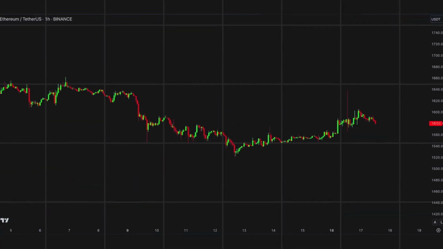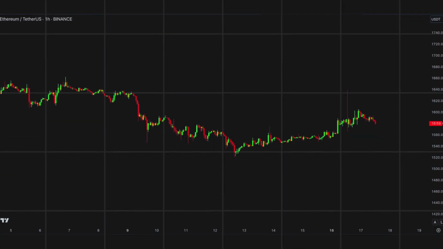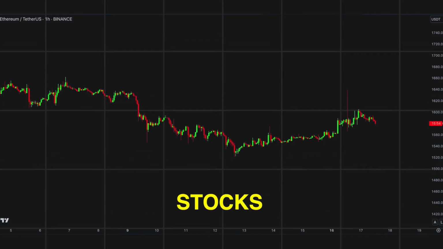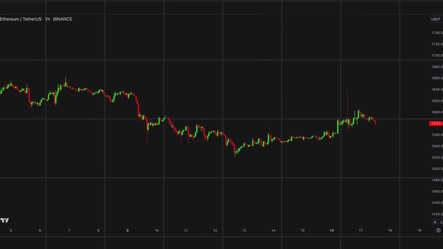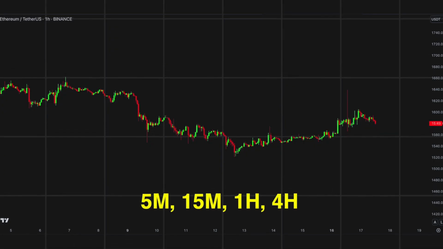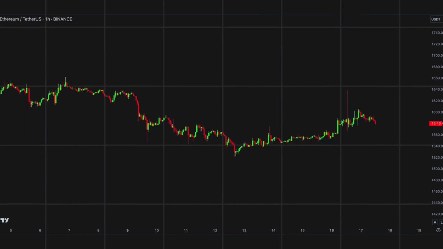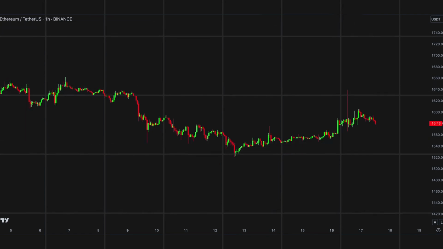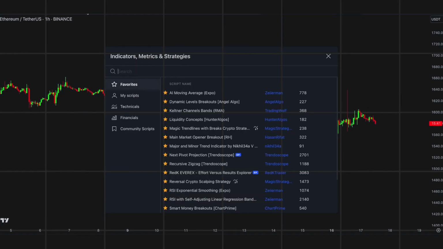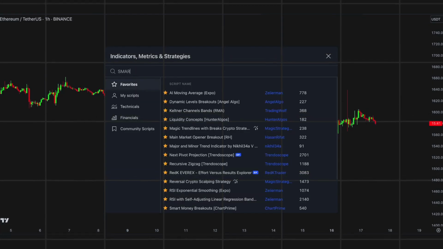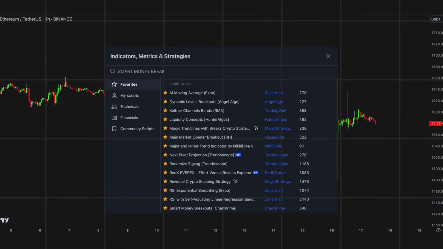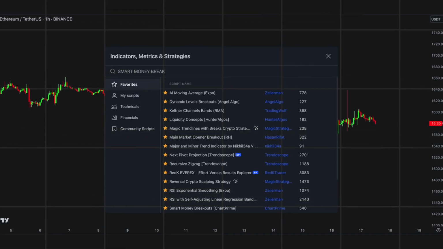Before we begin, I would like to emphasize that this technical analysis indicator can be used for trading highly volatile cryptocurrencies, stocks, and forex pairs. The most suitable time frames for this indicator are 5 and 15 minutes, 1 hour, and 4 hours. To install this indicator on your chart, simply log into your TradingView account and open any chart. Currently, I am viewing the Ethereum price chart on the 1-hour time frame. Open the indicators and search for Smart Money Breakouts by Chart Prime.